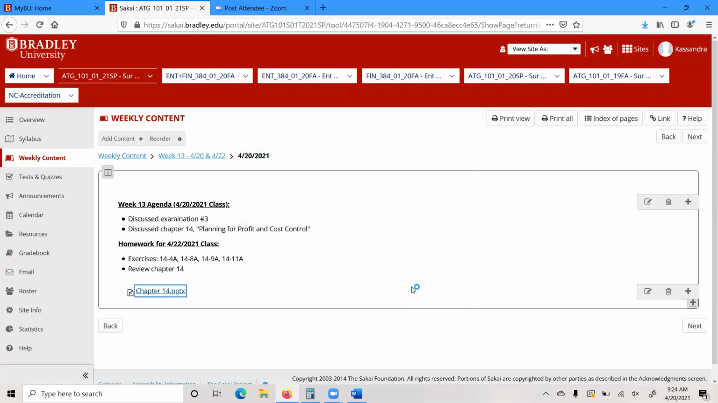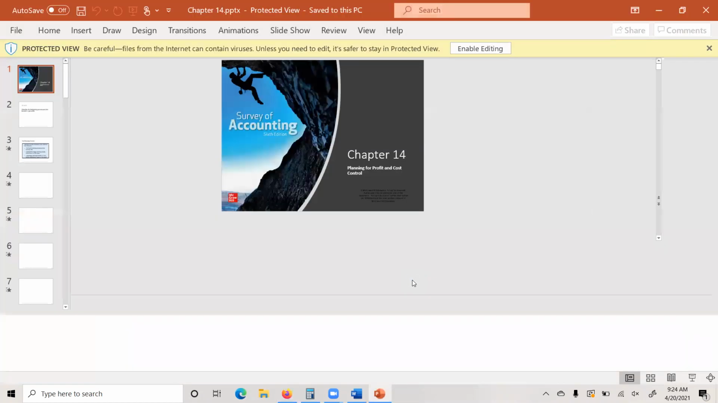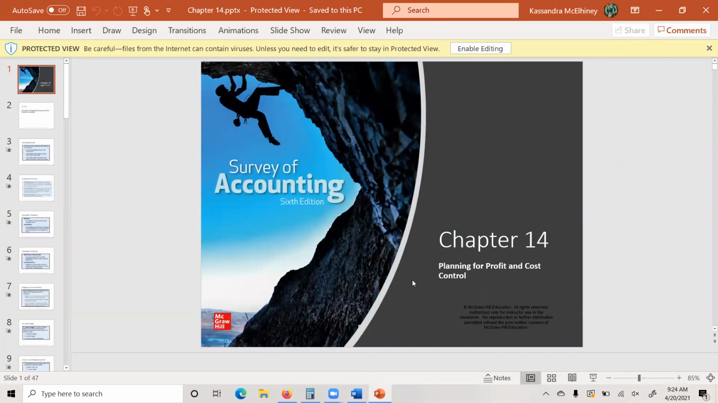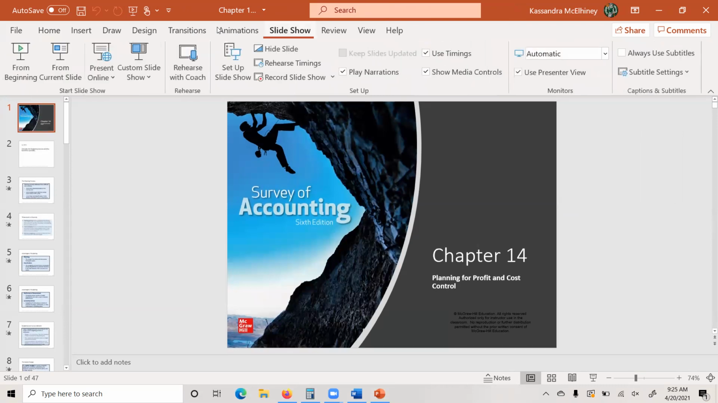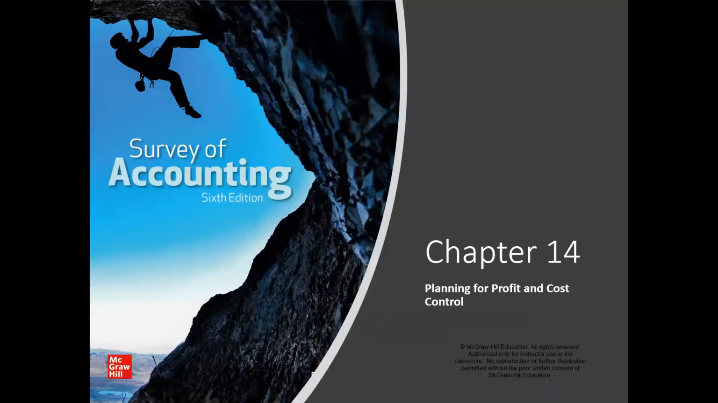And our PowerPoint is as given here. Chapter 14 begins towards the back of the book. Actually, our last two chapters are almost in the back. Imagine that. So chapter 14 technically begins on page 506. What we're going to be covering here is planning for profit and cost control. So basically budgeting. These last two chapters deal with the topic of budgeting, just with different approaches.